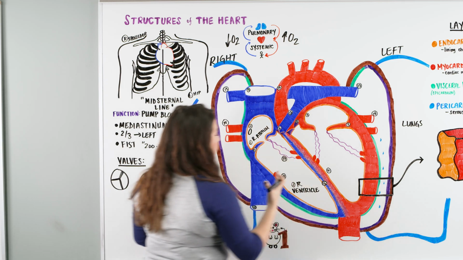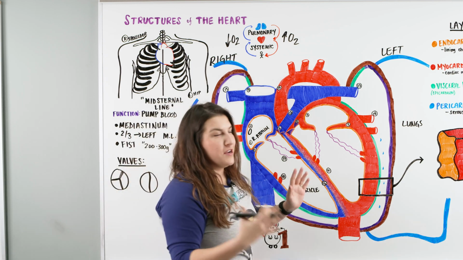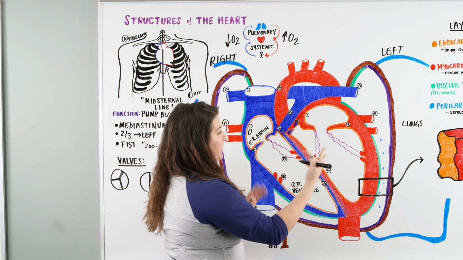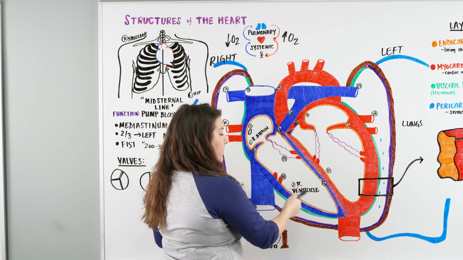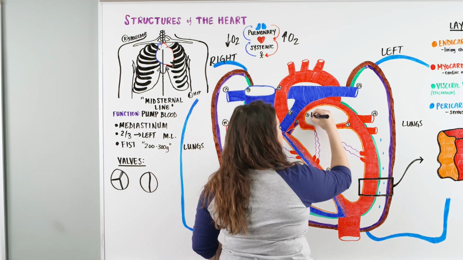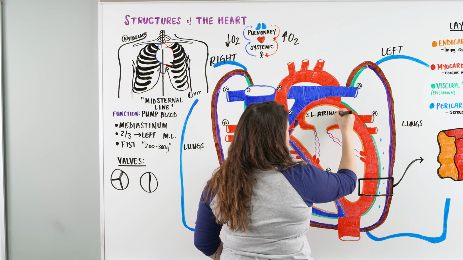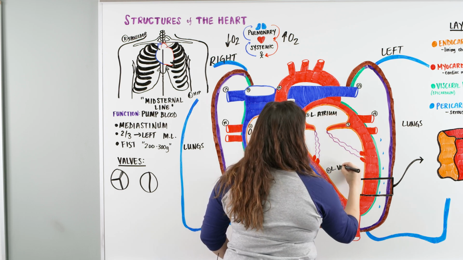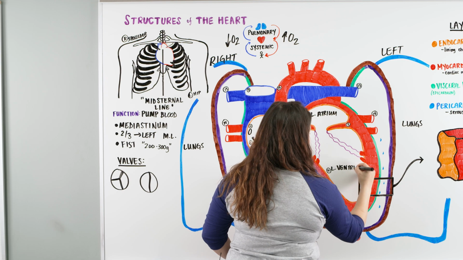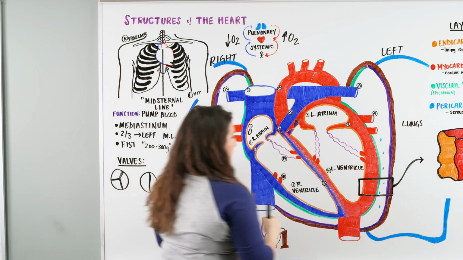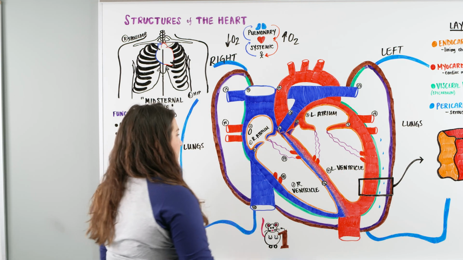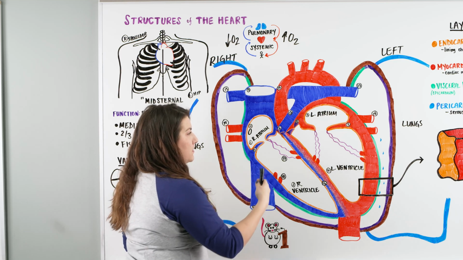Now that you've identified the right side, the left side is very easy because it's the same stuff on the left side. So we have the right atrium and the right ventricle. So what's this one? The left atrium and the left ventricle. So easy. Great. Now let's move into valves.